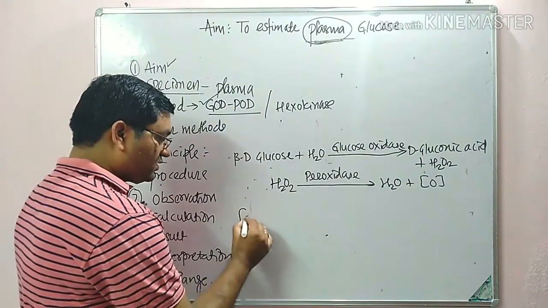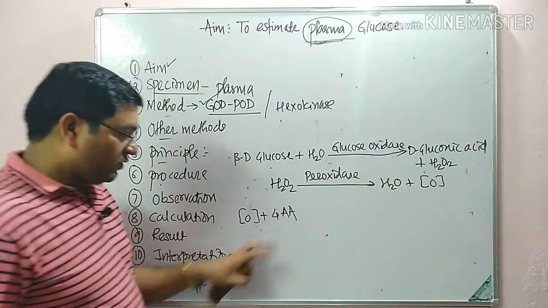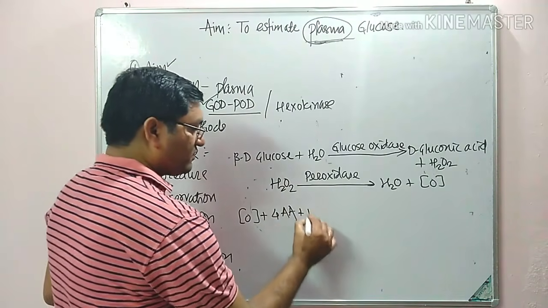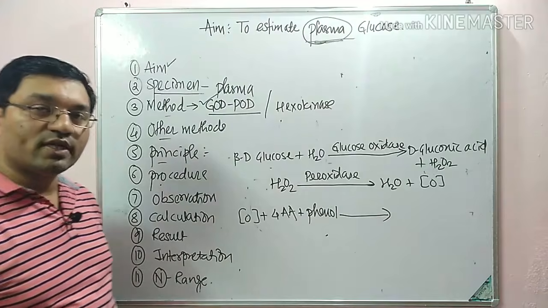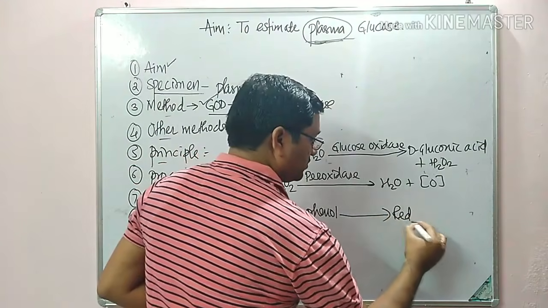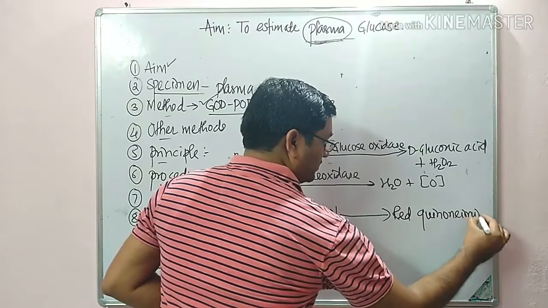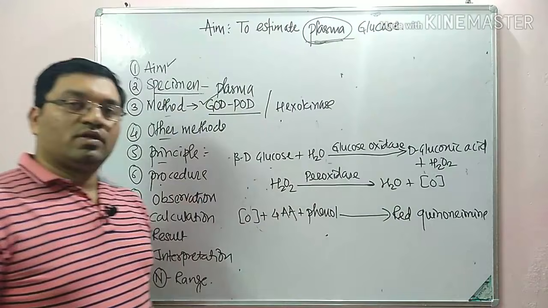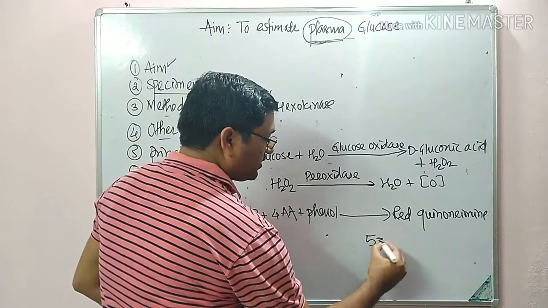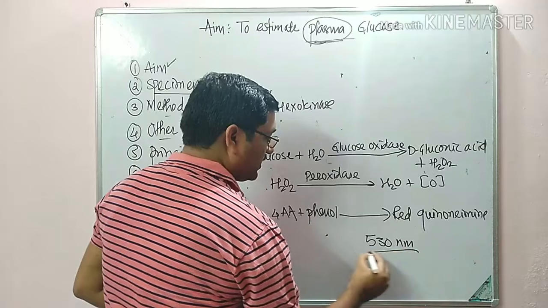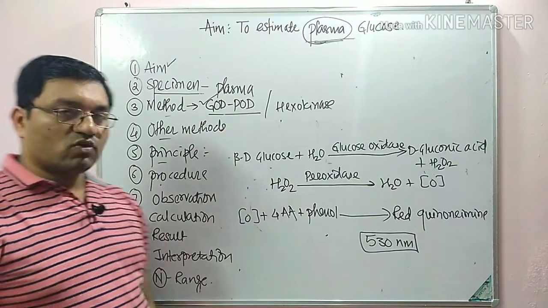Now this nascent oxygen combines with 4-amino antipyrine plus phenol to give a red colored compound, that is quinone imine dye. So red or pink to red quinone imine dye is read colorimetrically at 530 nanometer, with a complementary color filter, that is green color filter. So this is the principle of glucose oxidase peroxidase method.